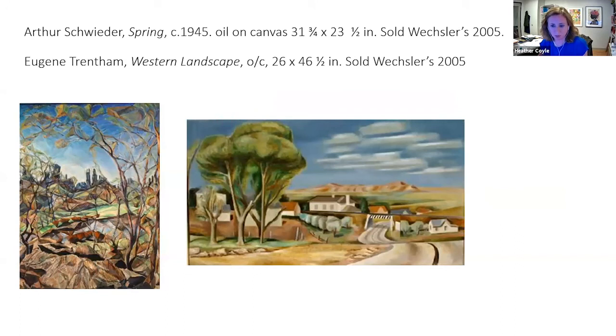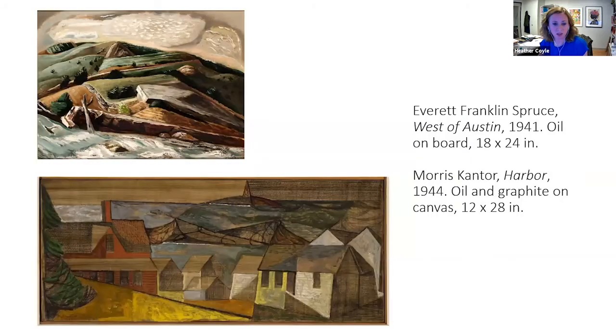Modernist landscapes, both Cubist and Precisionist, continued to enter his collection. The artist on the right, Eugene Trentham, is based in Texas, as is Everett Franklin Spruce. More modernist landscapes, including a work by Morris Kantor, who's a fascinating artist from the 30s and 40s, who experimented with pretty much every style from folk art to cubism to abstraction available in mid-century.